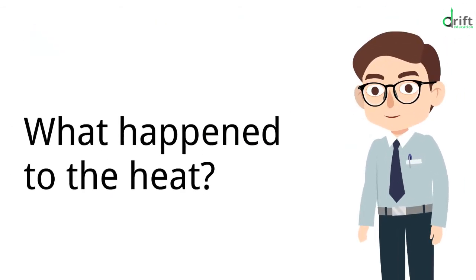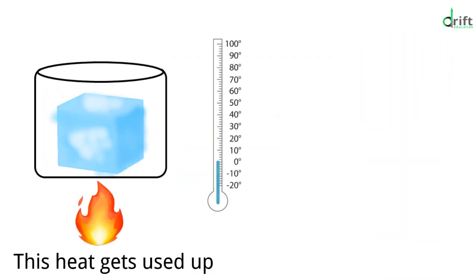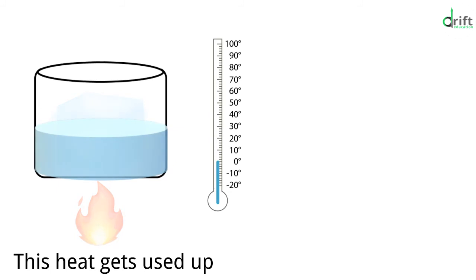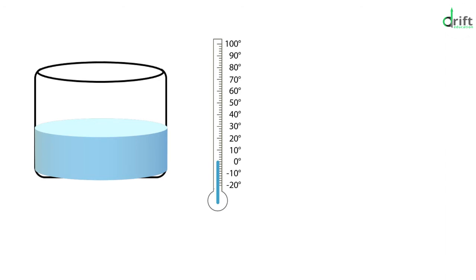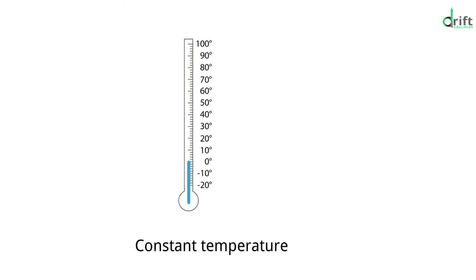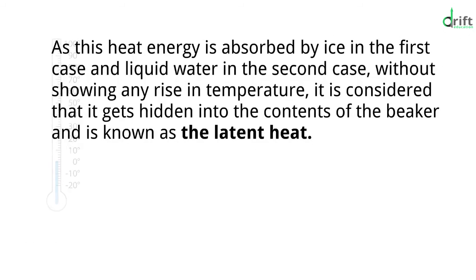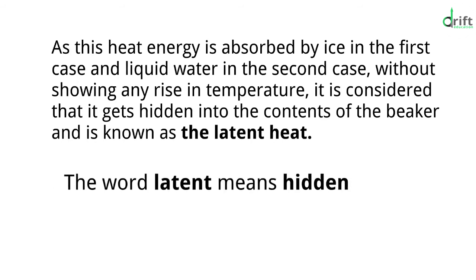What happened to the heat? This heat gets used up in changing the state by overcoming the forces of attraction between the particles. As this heat energy is absorbed by ice in the first case and the liquid water in the second case, without showing any rise in temperature, it is considered that it gets hidden into the contents of the beaker and is known as latent heat. The word latent means hidden.